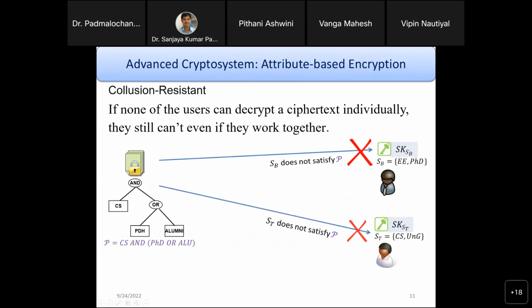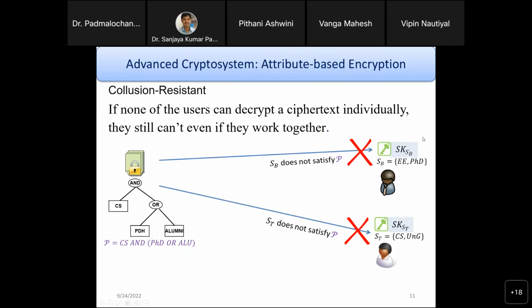Created an attribute-based crypto system knowing some set of attributes, like PhD, CS, UNG, and some set of users. Let's say two users are here. Based on that, you already created a policy and an attribute-based crypto system. Now, tomorrow, a new user joins. Will you start from scratch, or with minimal changes in this policy tree, can you incorporate these changes?